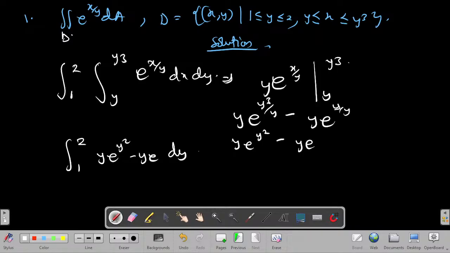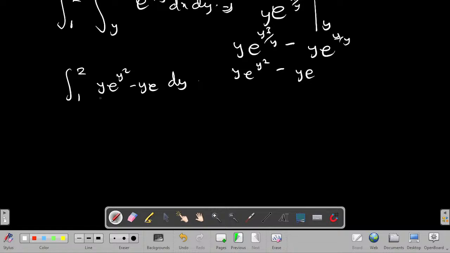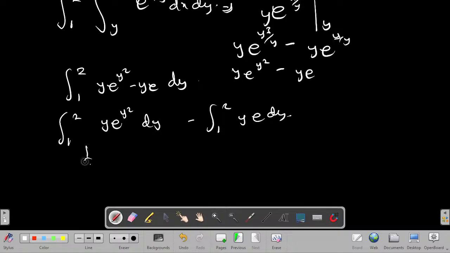As simple as that. So with that in mind, we are going to integrate with respect to y. We apply the properties. Integral from 1 to 2 of the expression y e to the power y squared, minus integral from 1 to 2 of the expression y e. I just separated. So here you use substitution. So you get 2y. All these things we've done in single variable. So this becomes 1 over 2 times e to the power y squared.